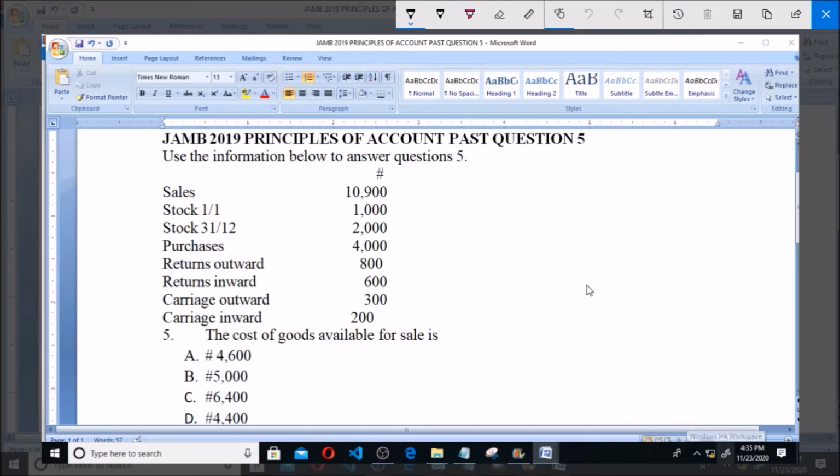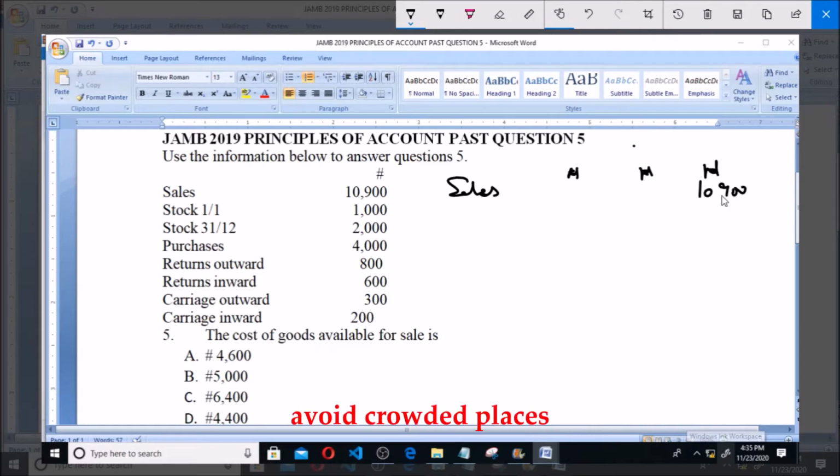The question says the cost of goods available for sale is. So we are looking for cost of goods available for sale. So to get your cost of goods available for sale, we are going to have 3 naira signs if we are using a straight method. So we have our sales. Our sales is 10,900.